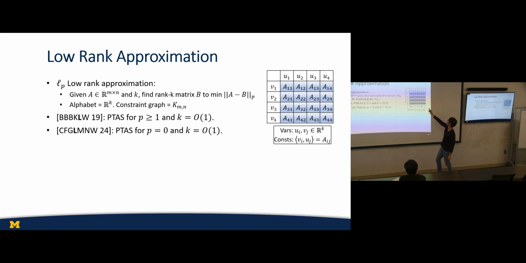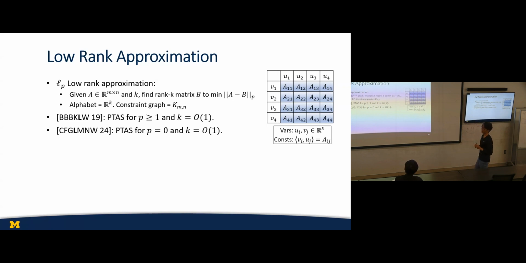Okay, the nice thing about this is that we have many constraints. Because for each row and column, we have a constraint saying that the inner product between these two vectors must be exactly equal to Aij. So the constraint graph is a complete bipartite graph in that sense. That's a bit of a stretch, but at least that's one way to interpret low rank approximation as a CSP.